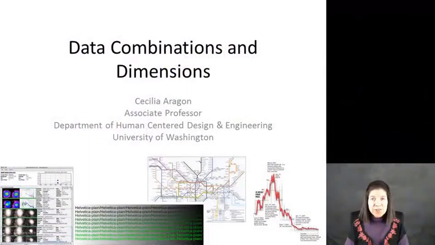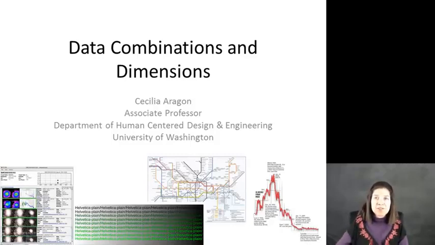In the last lecture, we provided a set of 3 exercises on mapping data types to visual attributes. In this lecture, we're going to give more examples of data combinations and the mapping of data to visual attributes, and we'll talk about the effects of dimensionality on the visual display.